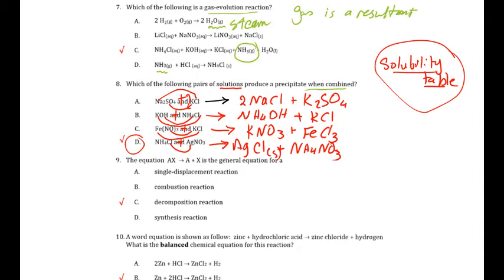This reaction, AX gives A plus X, is the general equation 4. If you have a big molecule that has been broken down into two smaller ones, this means that this reaction is a decomposition reaction.